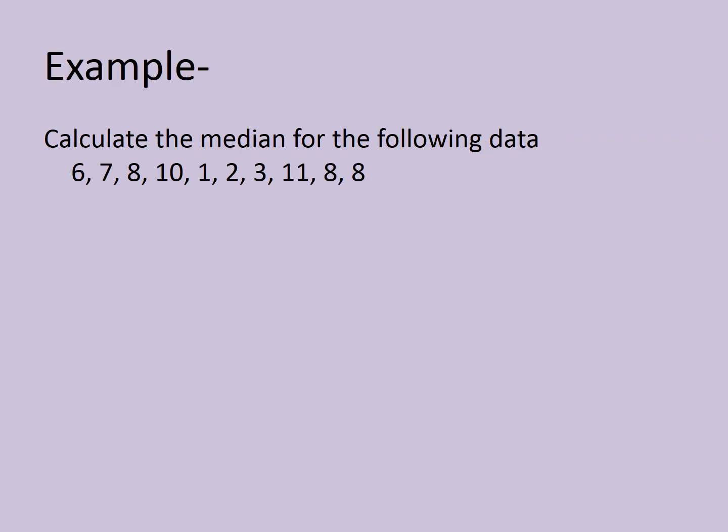So what is the difference between this example and the previous example? In the previous example there were 9 values. In this example there are 10 values. So if you go by the formula of the previous example, that is 10 plus 1 divided by 2, the answer will be the 5.5th value. So it is not possible. So how to solve this example?